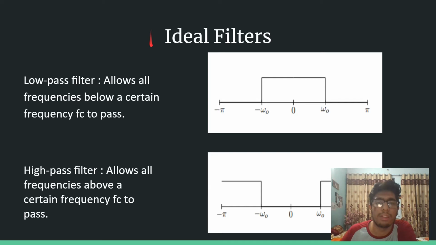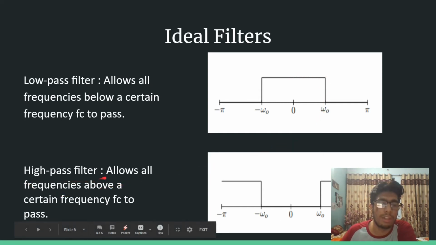And now I will cover some types of filters, these are ideal filters. So these are four types of filters basically. First is a low pass filter, which allows all frequencies below a certain frequency fc, which is the cutoff frequency, to pass. As you can see, it allows only the frequencies below omega naught to pass.